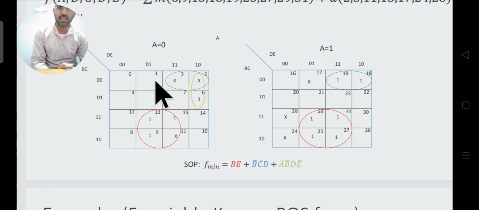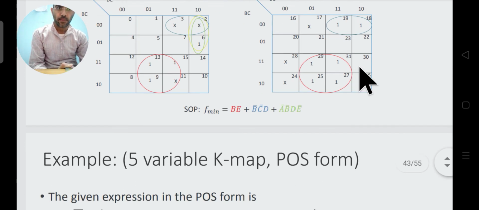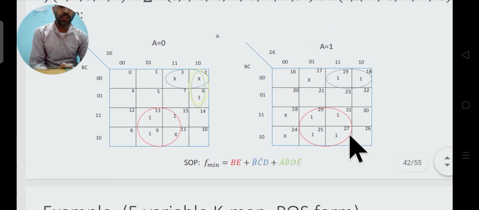Because A is remaining the same in all these cells, in this particular square, A will come. Then the terms which are not changing are A bar, B bar, then here D, E bar. So corresponding to this green circle, the term is A bar, B bar, D, E bar. Now we have formed 3 groups, and corresponding to each group we got a term.